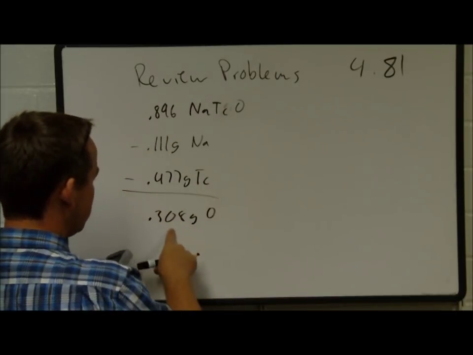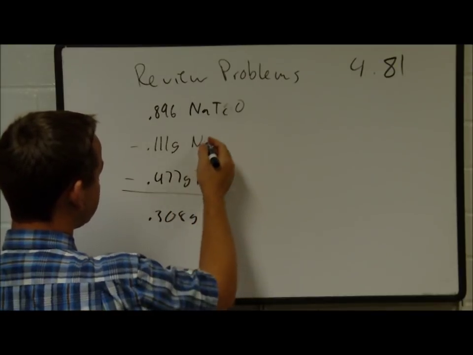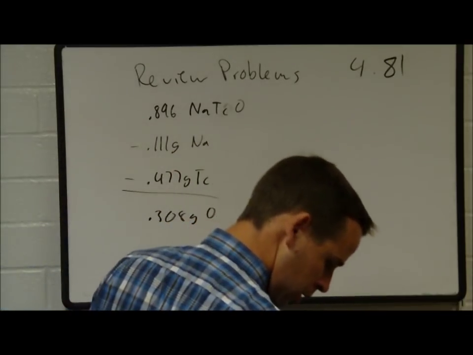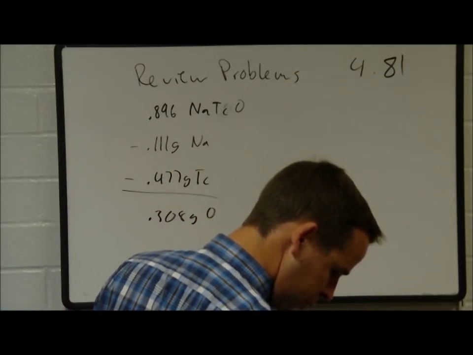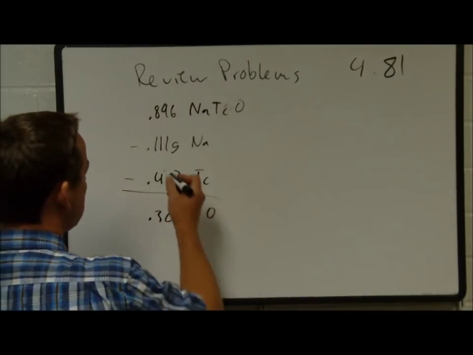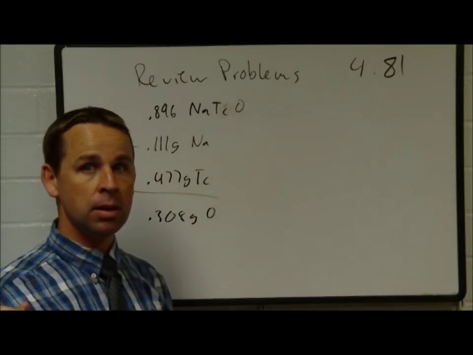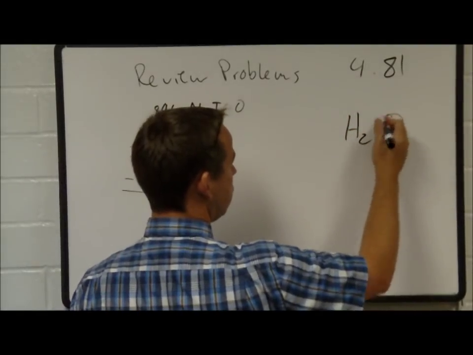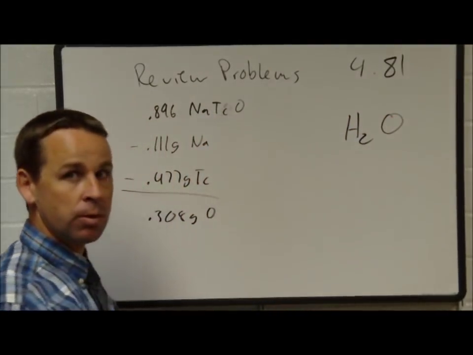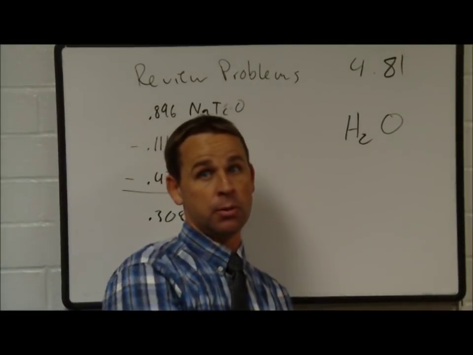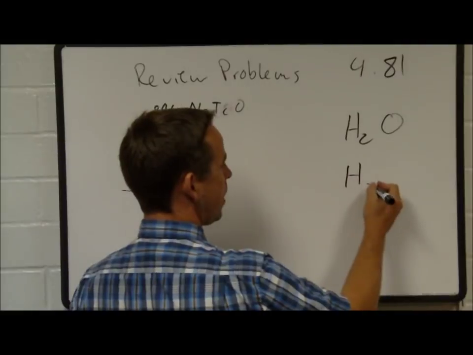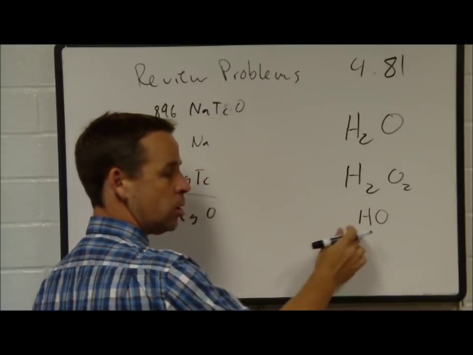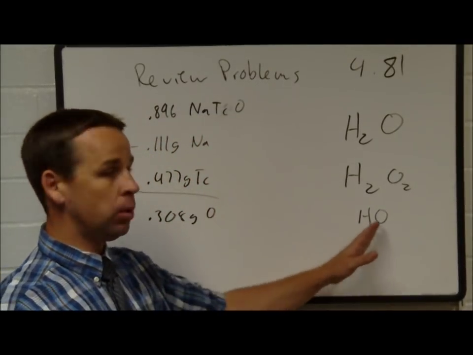So if we have this many grams sodium, technetium, and oxygen, the question is, calculate the empirical formula of sodium pertechnetate. The empirical formula is the molar ratio, for example moles of hydrogen to oxygen. H2O, there's 2 hydrogens for every oxygen. That's the molar ratio, and that's the empirical formula for water because it can't be reduced any more. H2O2, hydrogen peroxide, has a different empirical formula. It can be reduced down to HO, right? So empirical formula is just the mole to mole ratio.